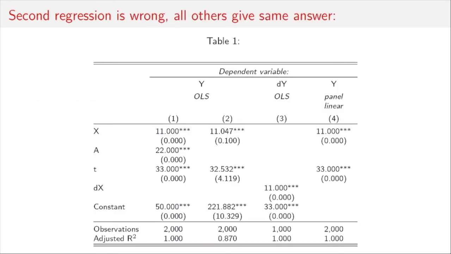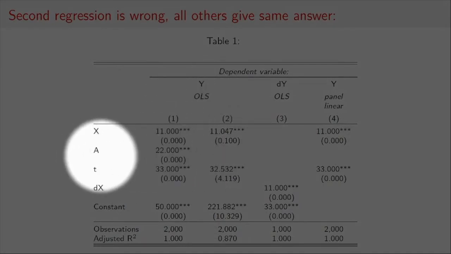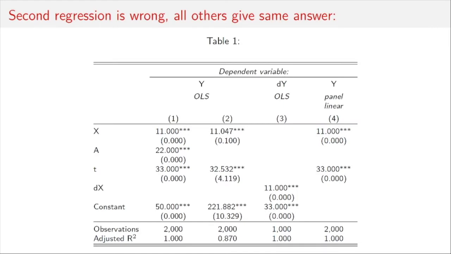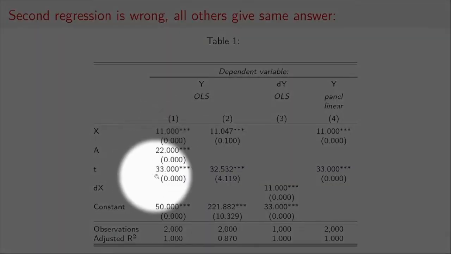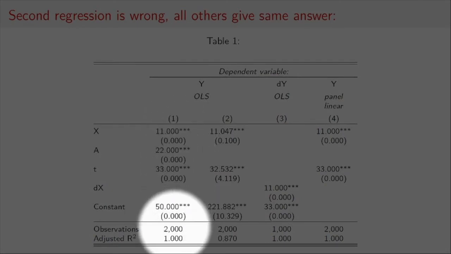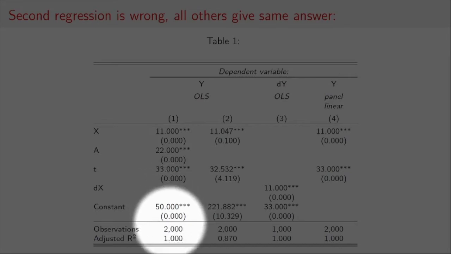We have our first OLS. In the lucky case where we observe A, we can just include it in the regression, and so we find exactly what we were expecting. We define y as being 11 times x plus 22 times a plus 33 times t, and we find exactly the three coefficients with perfect match. And remember, we defined the constant alpha as being equal to 50. This also matches, and our adjusted r squared is perfect.